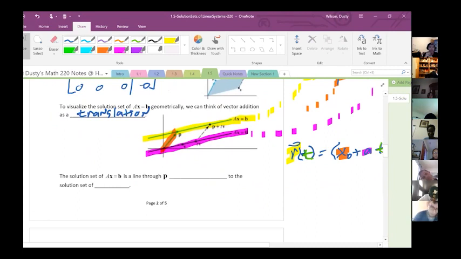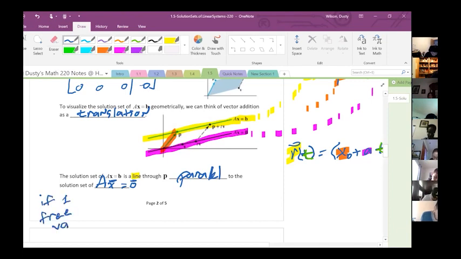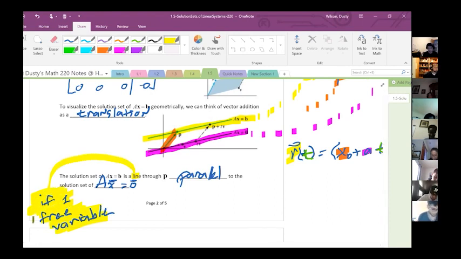So the solution set of Ax equals b, so this is sort of like trying to conclude it, is a line through p that's parallel to the solution set of Ax equals 0. And here, it's not always going to be a line. It's a line if there's one free variable. Let's wrap this up with one little teeny proof, and then we'll call it a day. So if 2, it would be a plane, or a plane in however many dimensions, et cetera, et cetera.